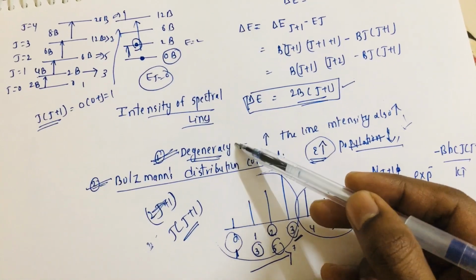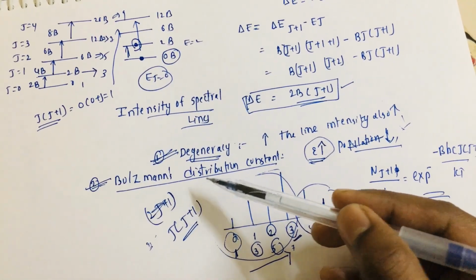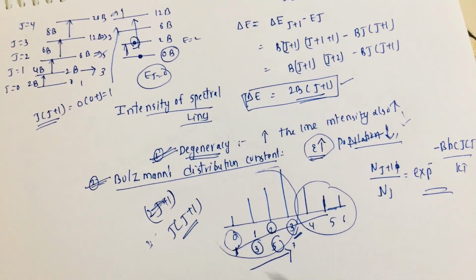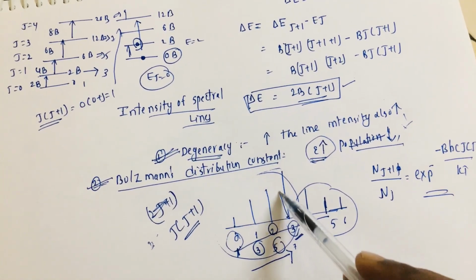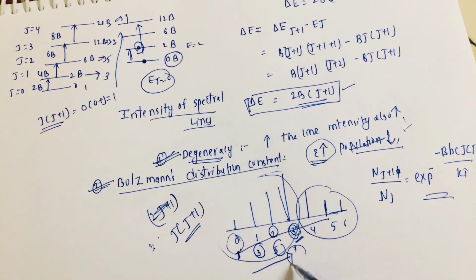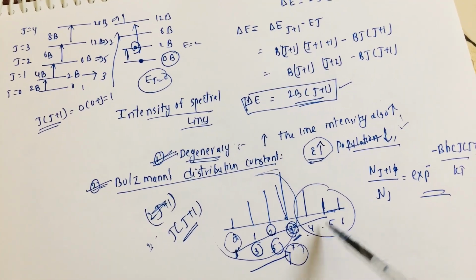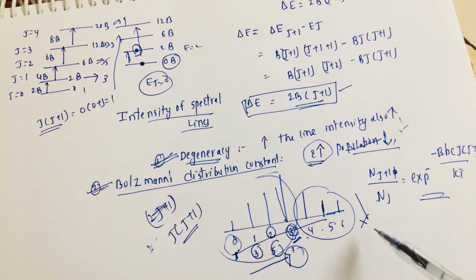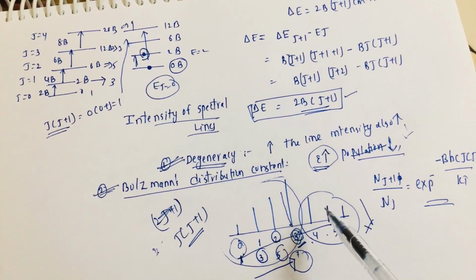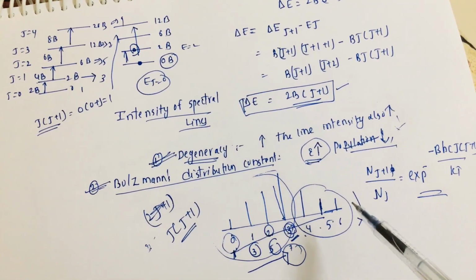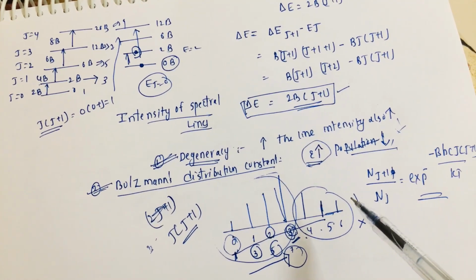The first one is degeneracy, the second one is the Boltzmann distribution constant. In rotational spectroscopy, the spectral lines look like this. The middle line of energy 3 will have higher intensity because of degeneracy of 7, and for the remaining 4, 5, 6, the spectral intensity is decreasing according to the Boltzmann distribution constant. As energy increases, population decreases, so spectral intensity decreases.